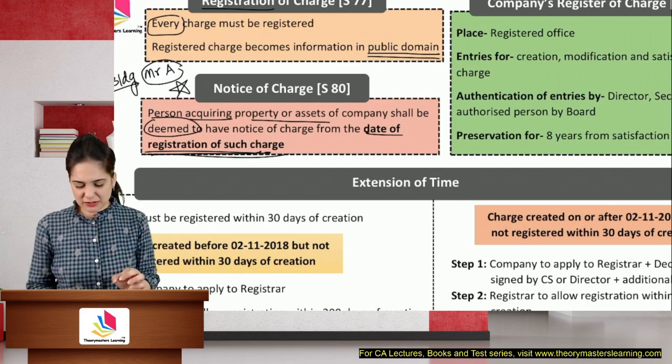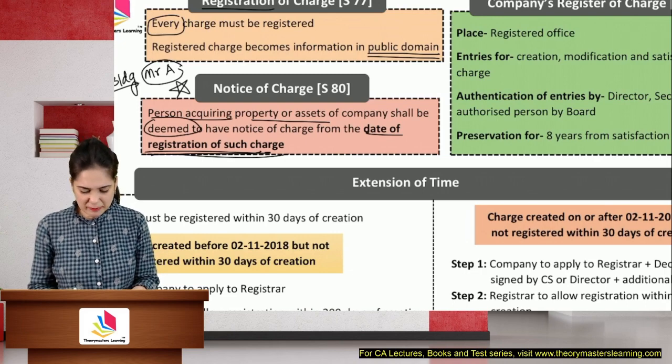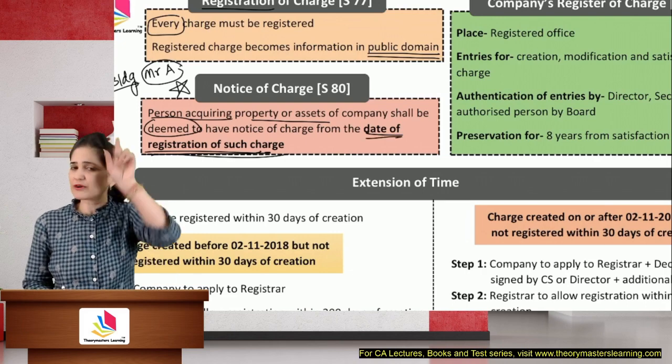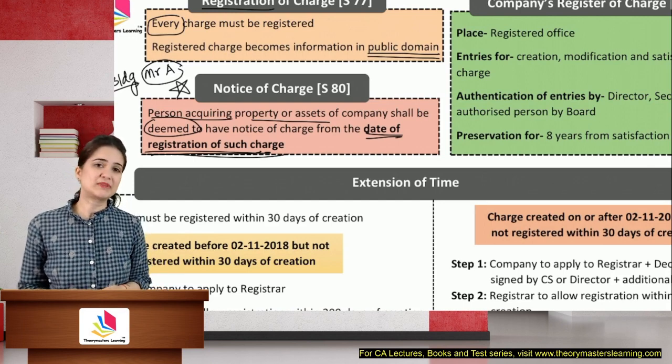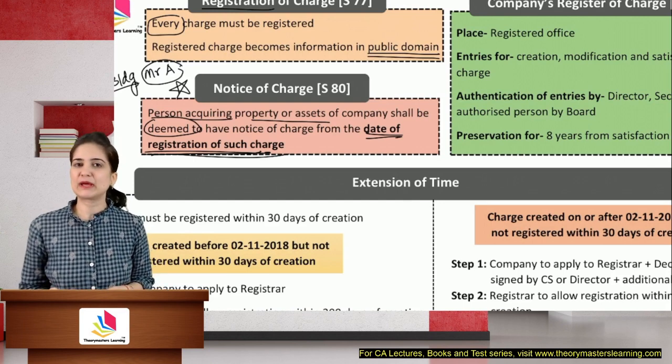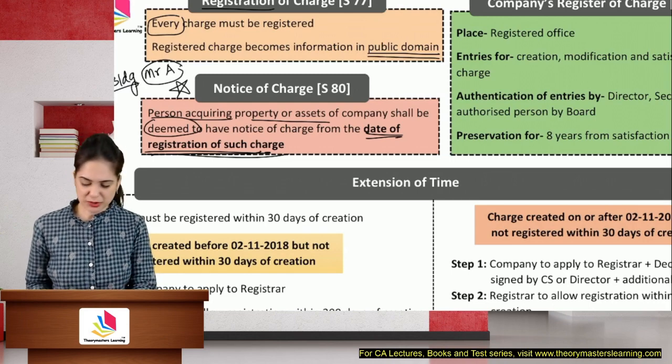Once the information of the charge is sent to the ROC, we will assume that every person is deemed to have notice right from the date of registration. If you lose money, or if the company cancels your contract, you will have to blame yourself for negligence. This can be asked as a case-based question.